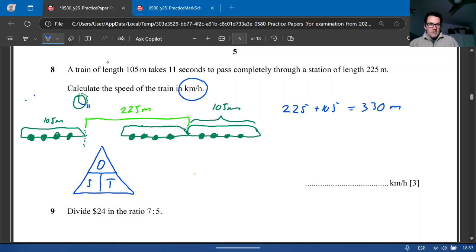They want the speed, so we say the speed is distance, 330 meters, over time, 11 seconds. But that will give us the answer in meters per second. We want it in kilometers per hour, so we need to change things. How do we change meters to kilometers? Kilo means 1,000.